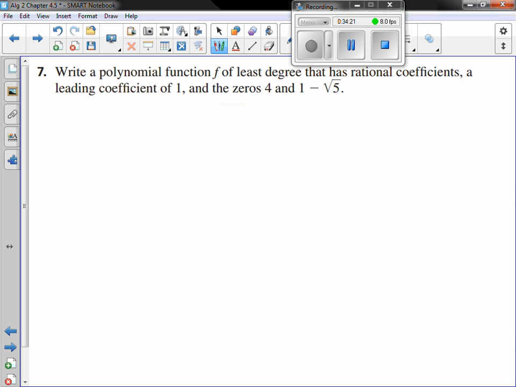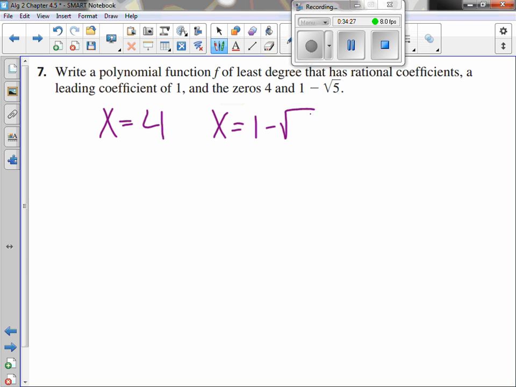Let's look at this one here. Now they told us that the zeros for this is x is equal to 4 and x is equal to 1 minus the square root of 5. So we know x is also equal to what? 1 plus square root of 5. Now we need to set each one of these equal to 0. So we're going to get everything on one side of the equation.